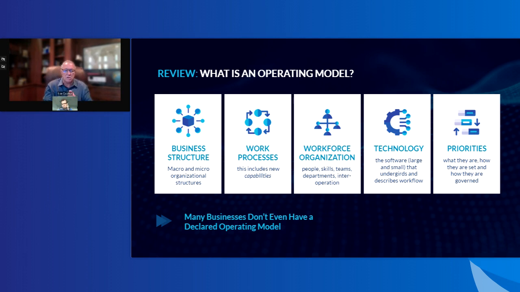What is the business structure? Are you oriented along geographic lines, product lines, service lines, what P&L lines? How is the business structured? Obviously, you're structured around work processes. Then you actually have the workforce that's doing the work, both human and digital workforce. And surprisingly or not, technology drives a significant part of your operating model.